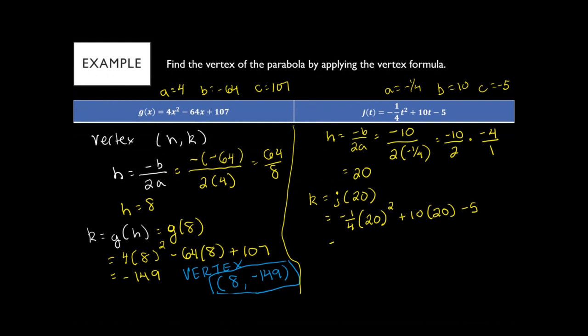And so that gives us our vertex as 20, 95.